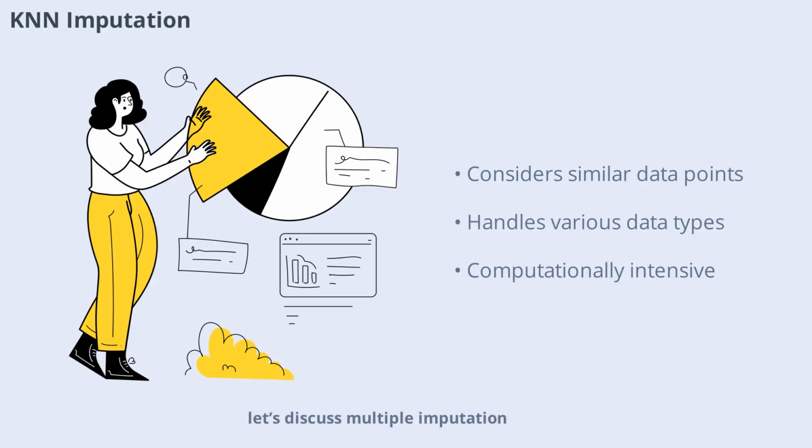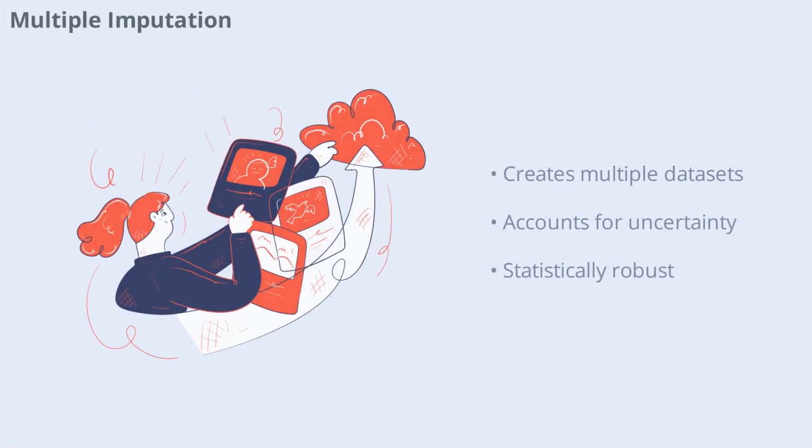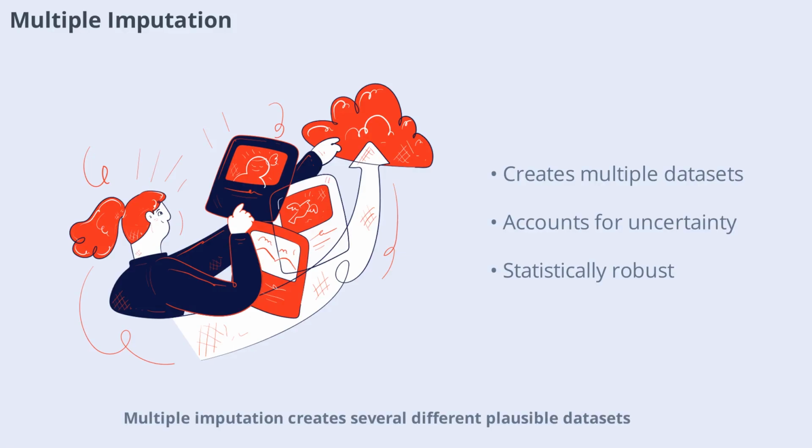Now, let's discuss multiple imputation. Multiple imputation creates several different plausible datasets by filling in missing values multiple times. Each dataset is analyzed separately, and the results are combined for a more robust estimate. This method accounts for the uncertainty of missing data and is widely used in research. It's more complex but provides better statistical validity.